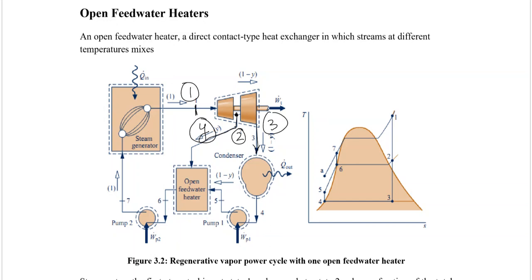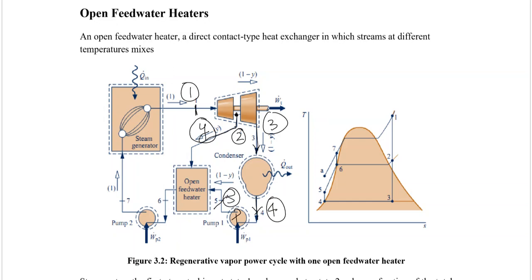Now, at state number 3, which means the rest of the steam was expended, it is further sent to the condenser where it is condensed at state number 4, and from 4 it is pressurized to state number 5 using a pump.